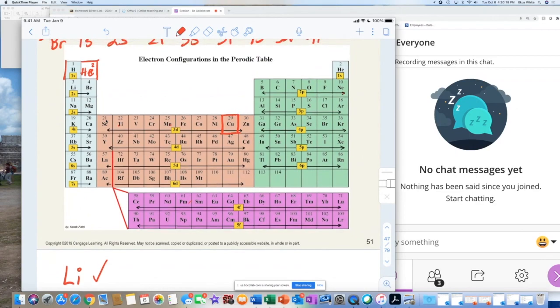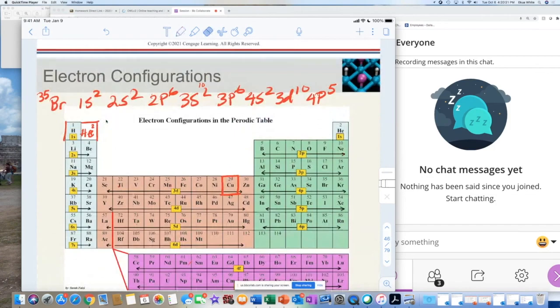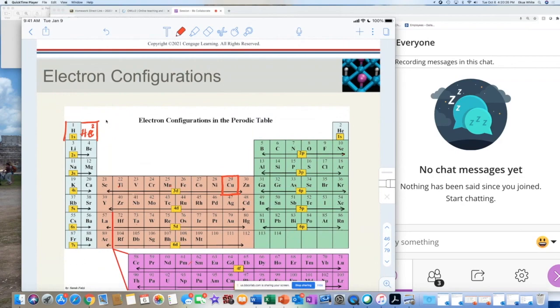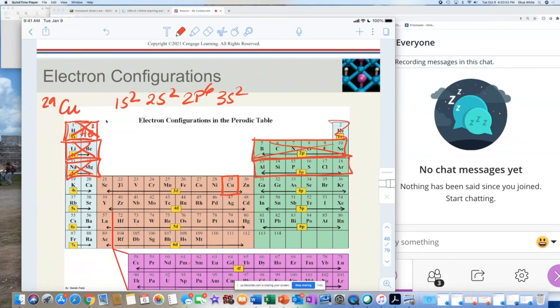Let's do this. We start from the beginning. I need to erase this. Okay, we're working with copper. Copper has 29 electrons. The first two go where? 1s2. Then 2s2. Then 2p6. Max everything out. And then 3s2, 3p6.